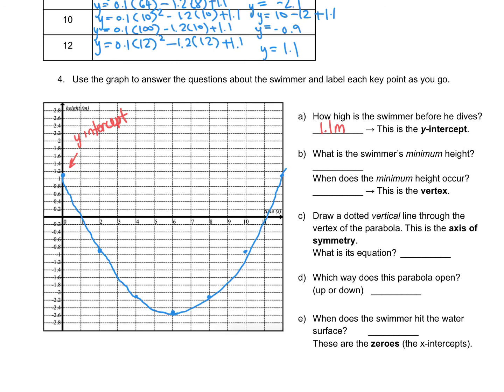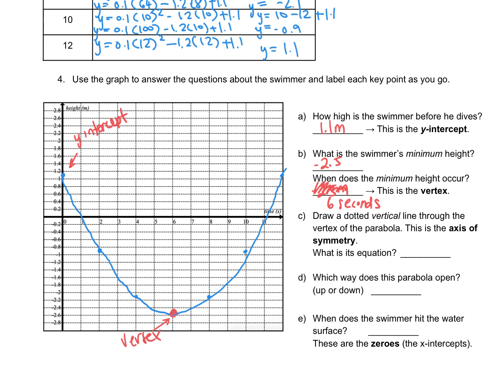What is the swimmer's minimum height? Well, that's going to take place right here. The minimum height is that negative 2.5 meters. The negative just implies that they are below water. When does the minimum height occur? Well, the minimum height occurs after 6 seconds. And this is called the vertex, just like in the other scenario. So in this case, it's the lowest point.